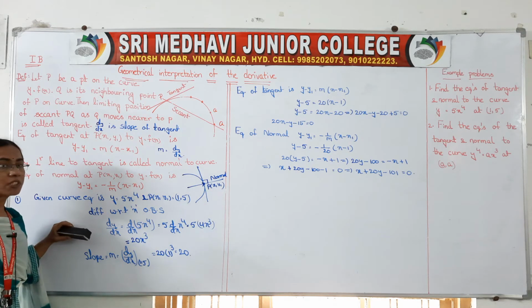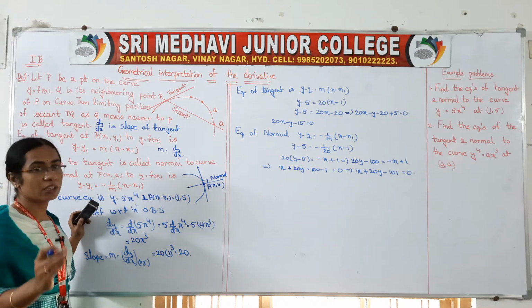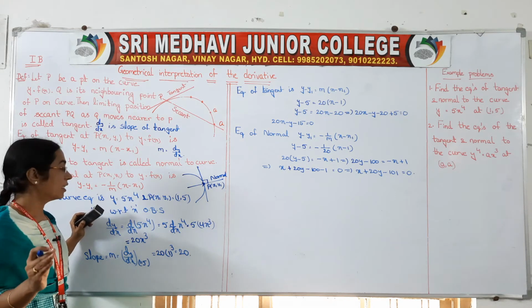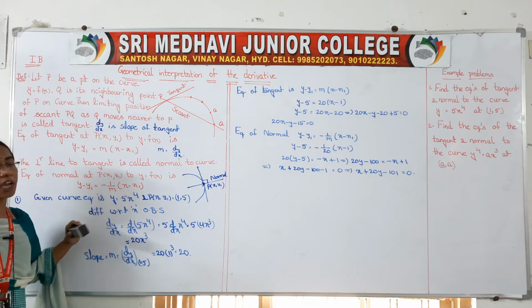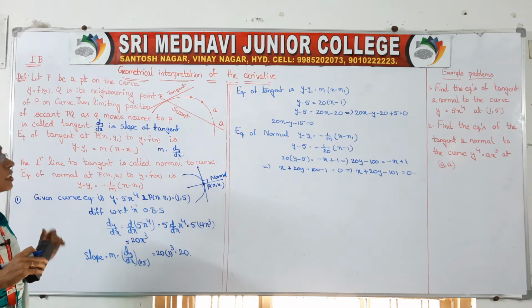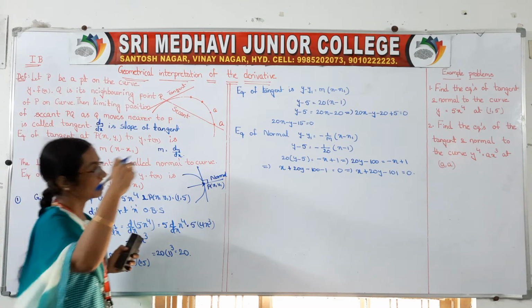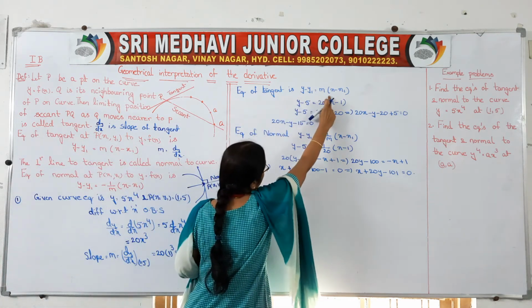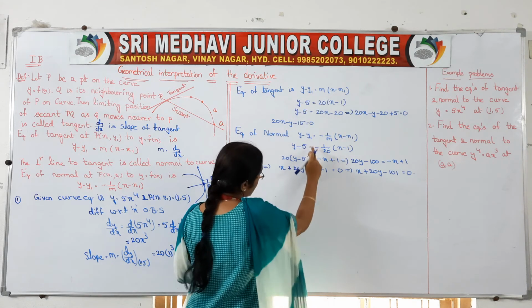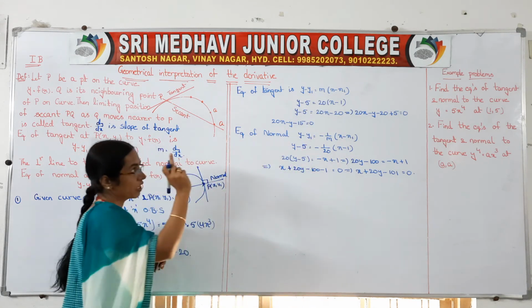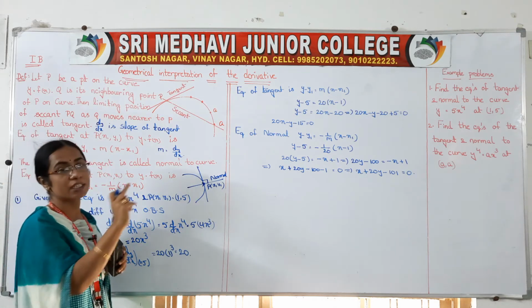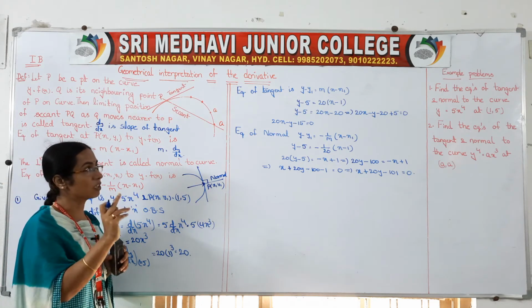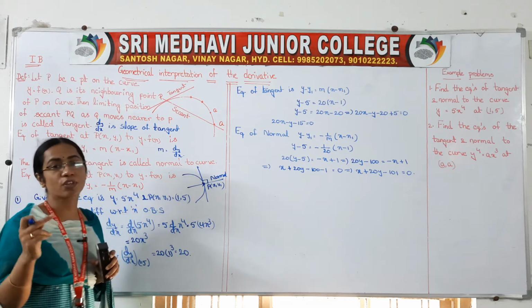So what is the procedure? First you take the curve equation. Then one point will also be given to you. We have to find the equation of the tangent and the equation of the normal. If you observe, these are the two formulas. We need the x1 value, y1 value, and m value to write these two equations, the equation of the tangent and the equation of the normal.